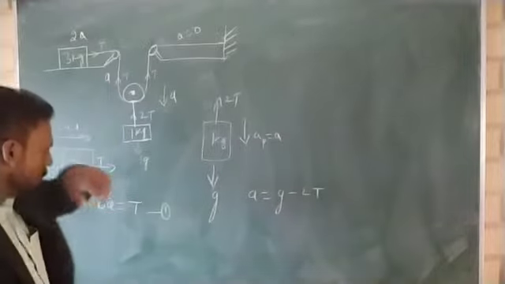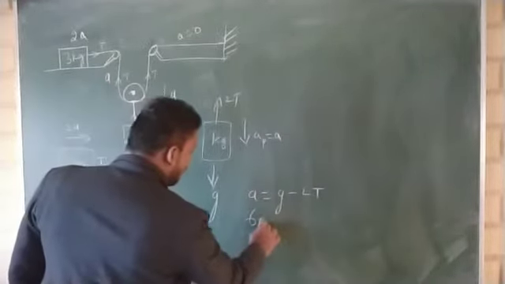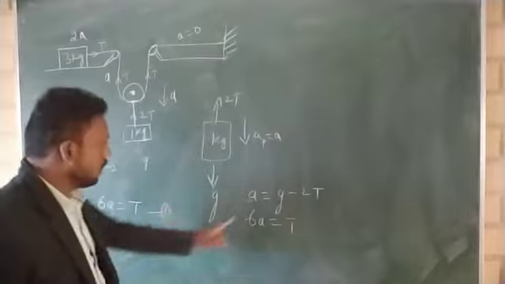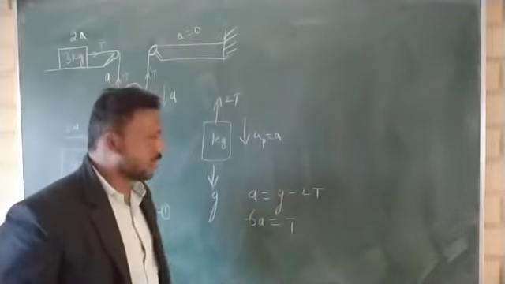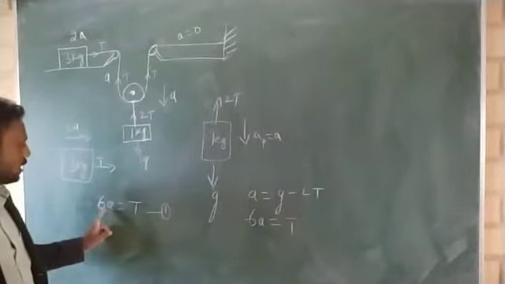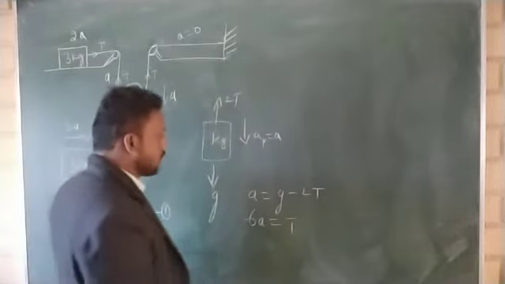Therefore 6A is equal to T. Here A is equal to G minus 2T. Equation number 2. Equation number 1 is 6A is equal to T.